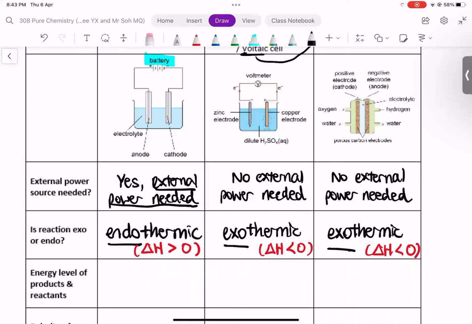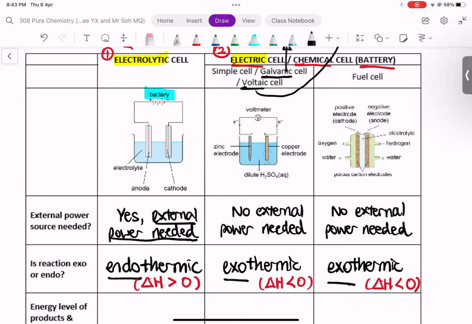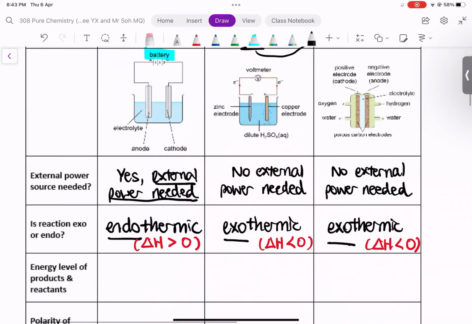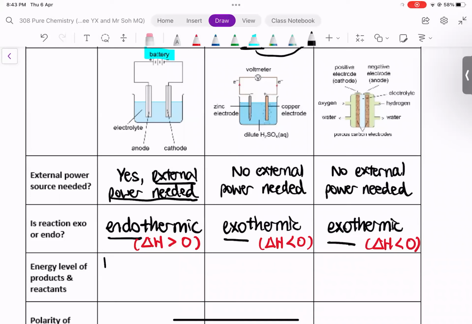So if you recall, if the reaction is endothermic, it takes in energy from the surroundings. In this case, the surroundings is not just the air, the water. The surroundings for electrolysis includes the external power source that you have connected it to, includes the battery that you have connected it to. So in electrolysis, it took in energy. Therefore, the products have higher energy than reactants. Okay? So it's the product that has higher energy.